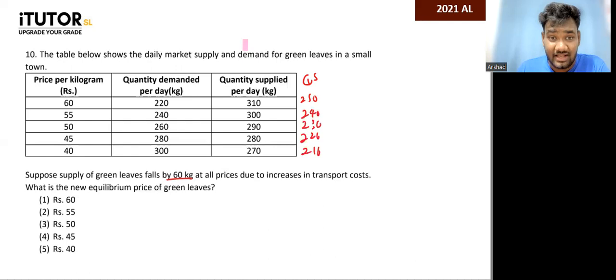So can you compare the two? Can you compare QS and QD and tell me where the market is at equilibrium? Where are QS and QD equal to each other? They are equal to each other at the price of 55, right? At 55, QD is also 240, QS is also 240.